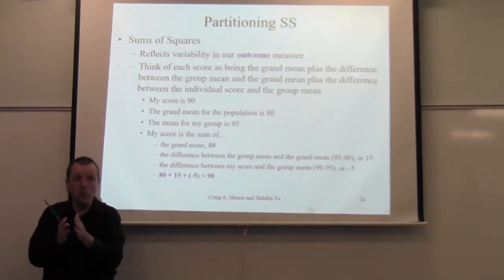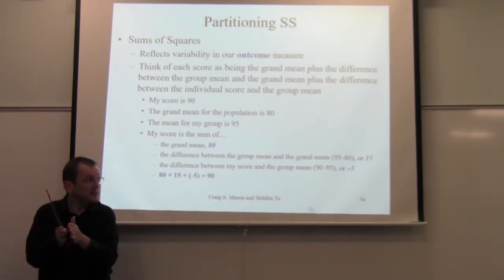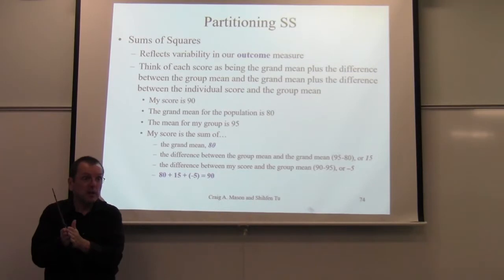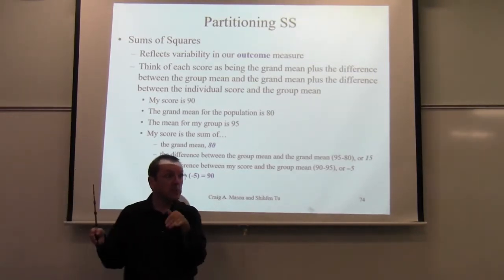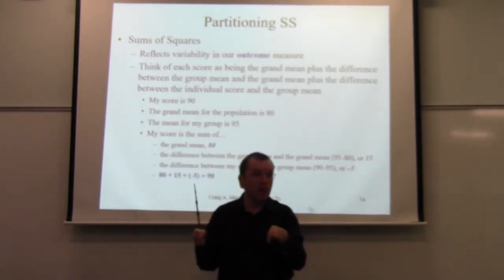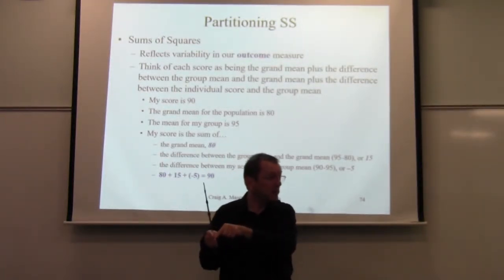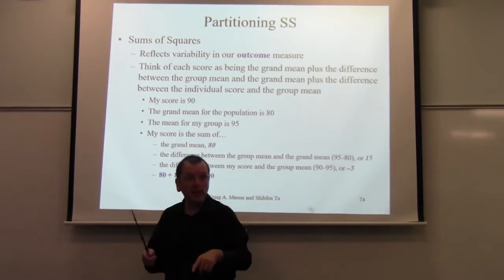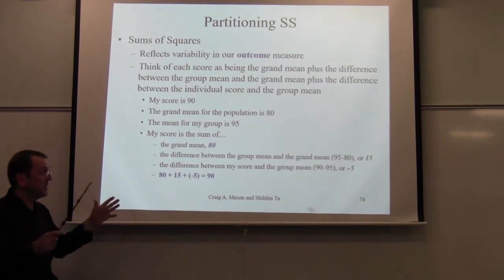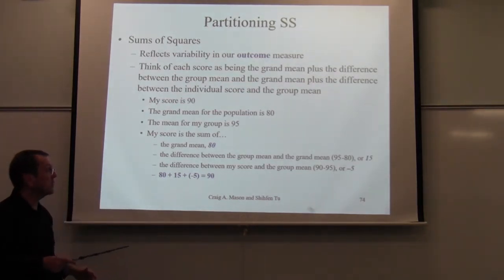Every individual score, you can think of it as the overall population grand mean, plus the difference between the mean for my group and the grand mean, plus the difference between my score and the mean for my group. And you can break any individual score up that way.